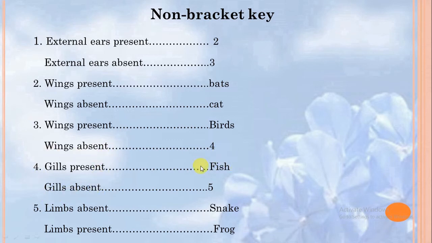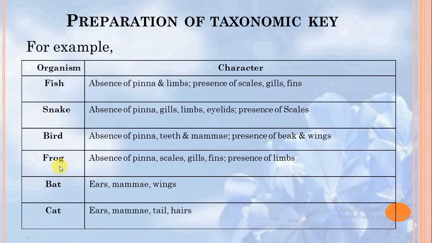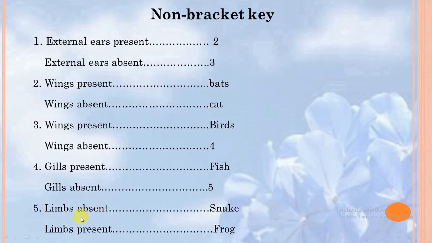To this category, fishes will belong, and in this category 2 remaining organisms are there. Now by choosing the next, or fifth, contrasting character, we have to differentiate these organisms. Frogs have limbs, while snakes have no limbs. So we will take absence of limbs and presence of limbs as the next and last contrasting character for this key. In this category we will place snakes, and in this category we will place frogs. Now this non-bracket key for these given organisms is complete.